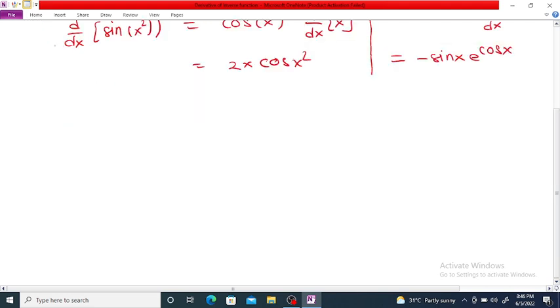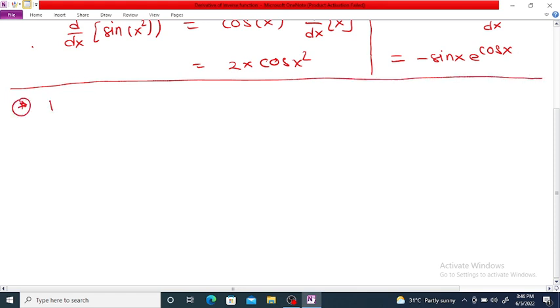So this way you can find the derivative of a composite function. To find the derivative of an inverse function, we are going to use the above formula. So, the derivative of an inverse function.